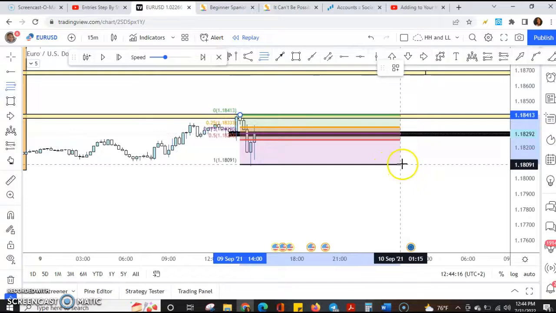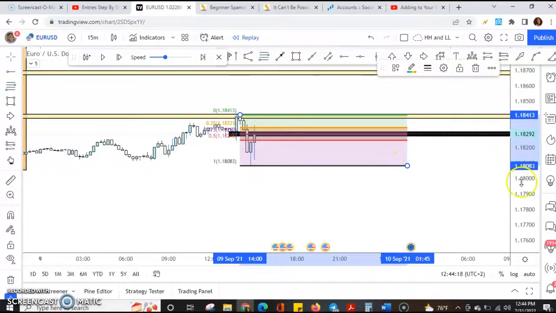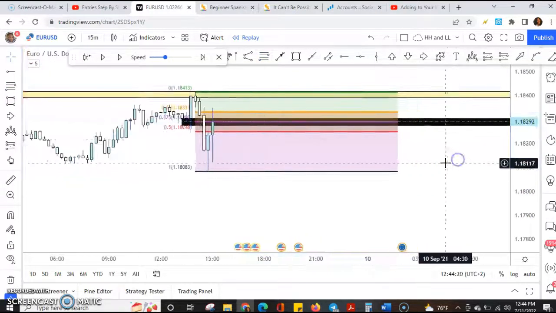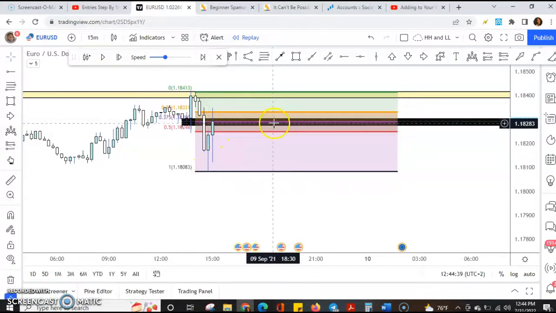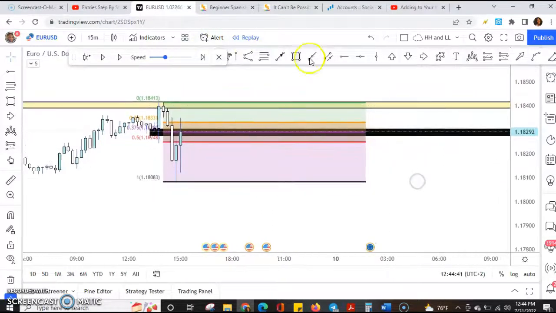Once the market closes below, I have a swing point to mark, and I draw my fibs from the high and the low of the swing point. I can then set my sell limit, my entry limit right here to take the market down.